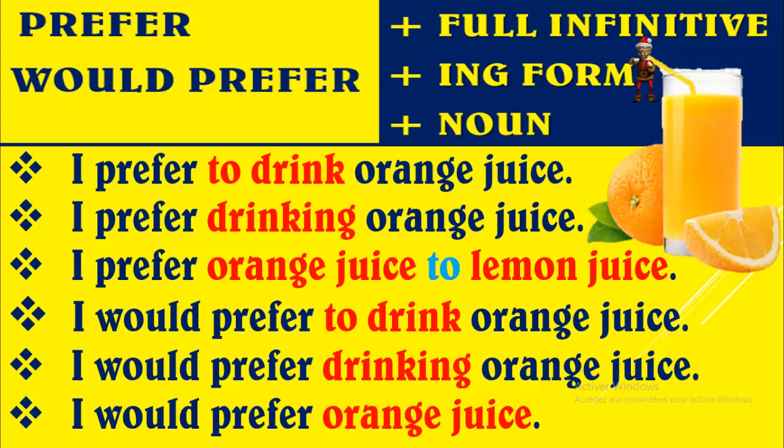Don't mention the second choice with would prefer. Okay? But with prefer, you can say, I prefer to drink orange juice. I prefer drinking orange juice. I prefer orange juice, and you stop there. Or I prefer orange juice to lemon or over lemon.